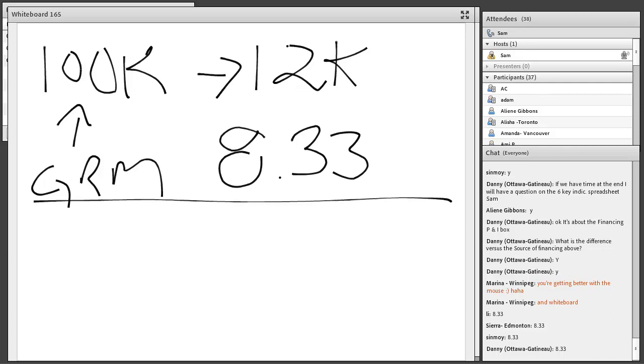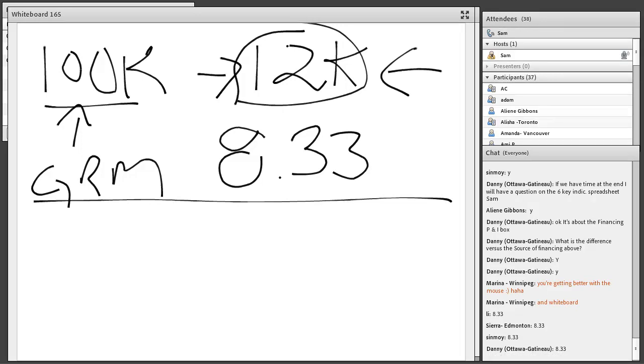So 8.33 is not a 6. It's not terrible, but it starts to strain the profitability of this property. The lower the GRM, the better. The higher the GRM, the worse. It means the gross rent is smaller relative to the purchase price of the house. Is everybody with me so far? Any questions?